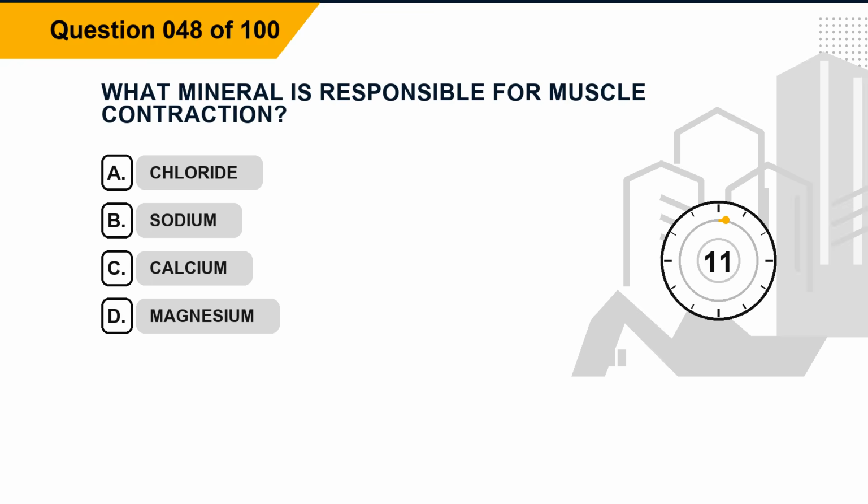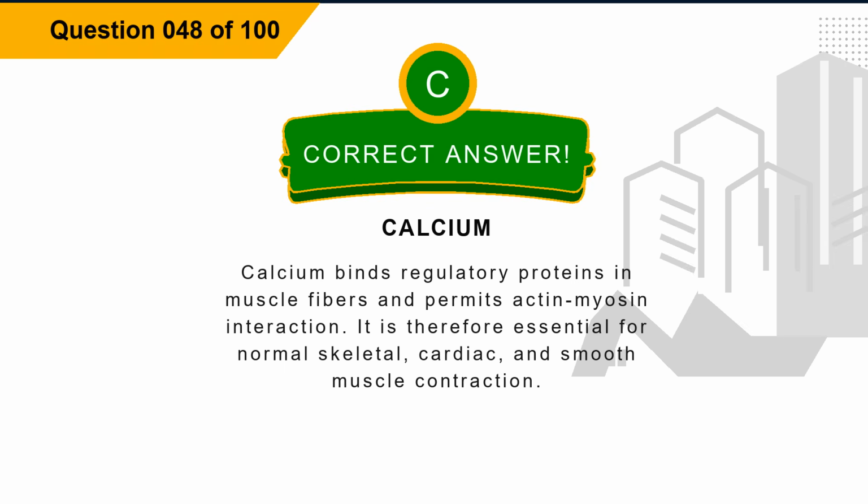Question 48. What mineral is responsible for muscle contraction? Option A, chloride. Option B, sodium. Option C, calcium. Option D, magnesium. The correct answer is option C, calcium. Explanation. Calcium binds regulatory proteins in muscle fibers and permits actin-myosin interaction. It is therefore essential for normal skeletal, cardiac, and smooth muscle contraction.